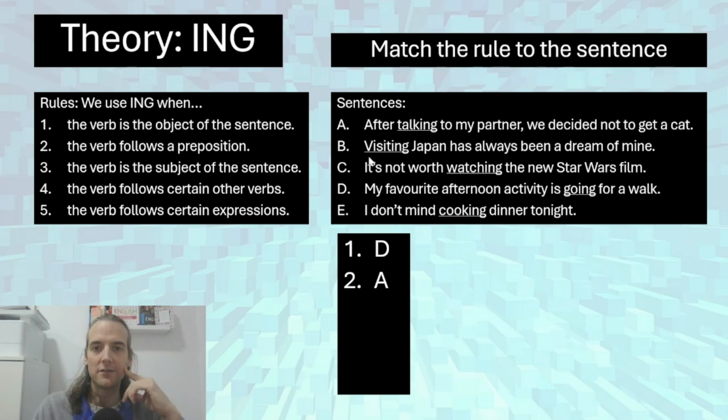Following a preposition is obviously A. After is a preposition. After talking, we decided to get a new cat. Subject is going to be B. Subjects go at the start of the sentence in English normally. Visiting Japan has been my dream.